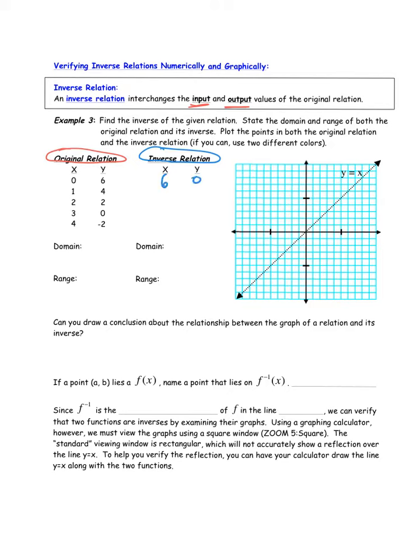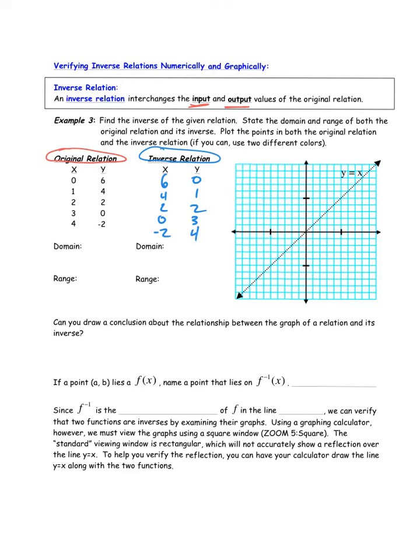So I'm going to interchange all the x and y values from the original to the inverse. So (0, 6) goes to (6, 0). (1, 4) is going to go to (4, 1). (2, 2) is going to stay (2, 2), but we're really switching those two 2's. The original relation had an input of 3 and output of 0. The inverse relation is going to have an input of 0 and output of 3. And in my original relation, I had an input of 4 and output of negative 2. The inverse is going to have an input of negative 2 and an output of 4.